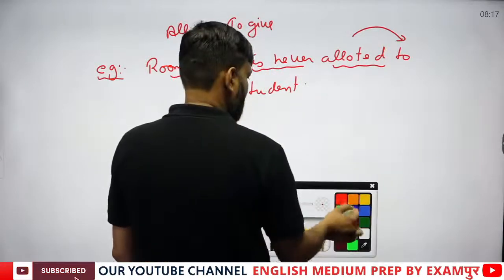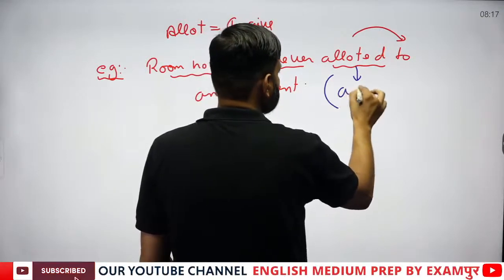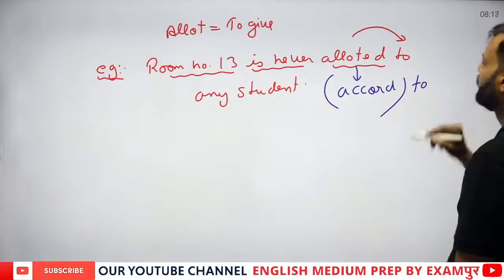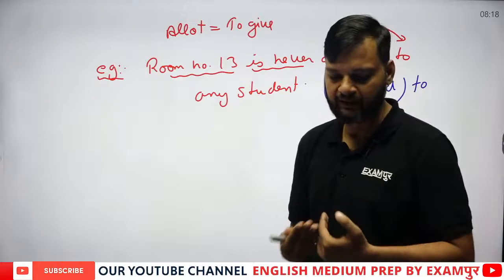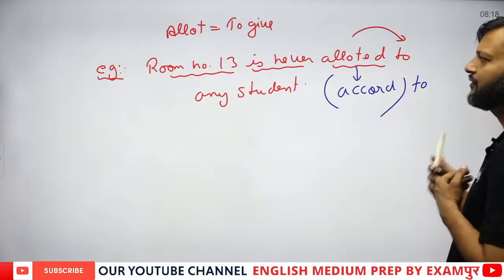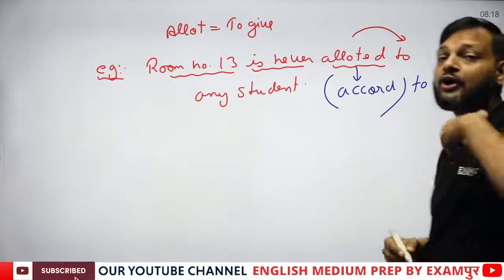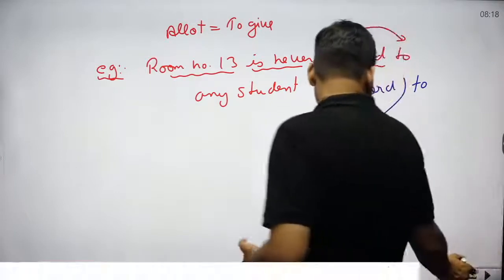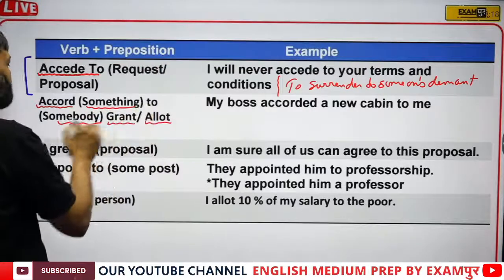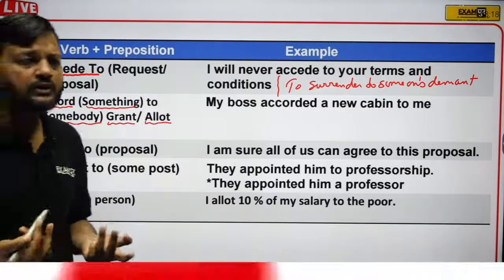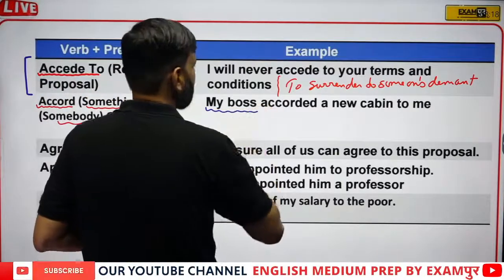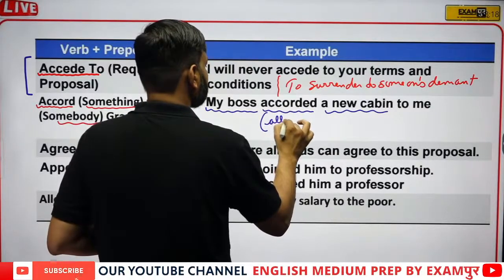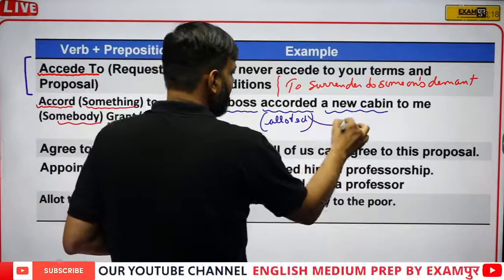And the word allotted has a synonym which is accord. So whether it is allotted or accord, both are followed by to, because allotted and accord have the same meaning. So room number 13 is never accorded to any student, or it is never allotted to any student. The word accord something to somebody means to give something to somebody. Like you can see the example, my boss accorded a new cabin. My boss accorded, like my boss allotted. What did he allot? He allotted a new cabin.